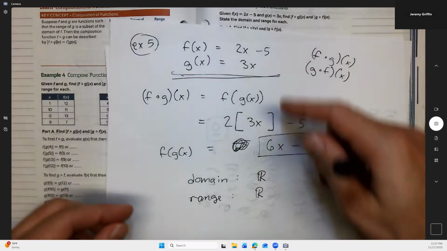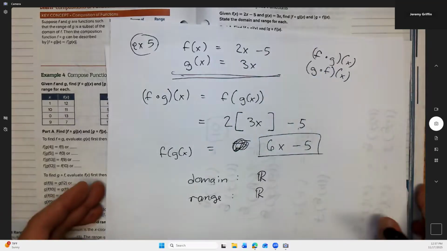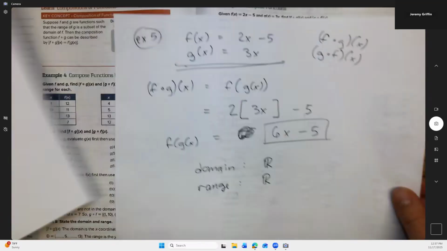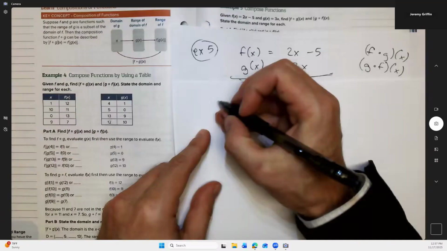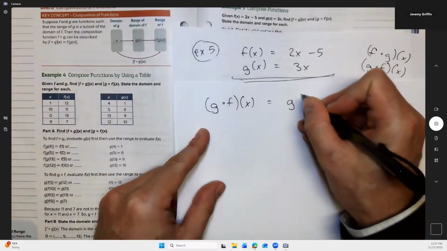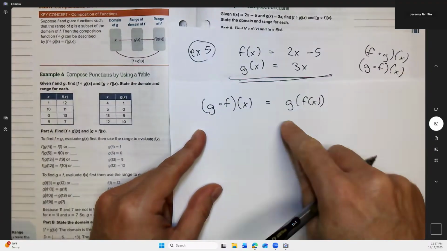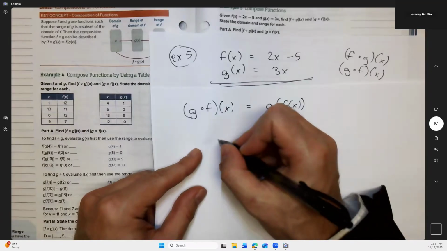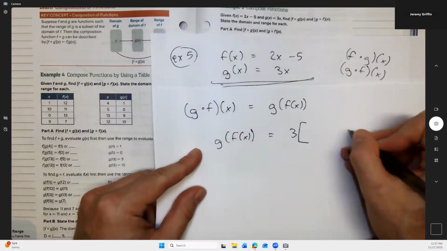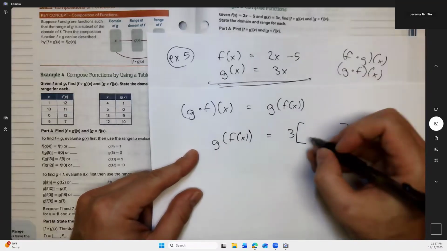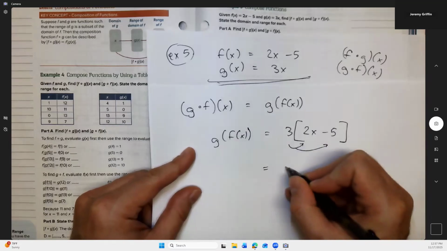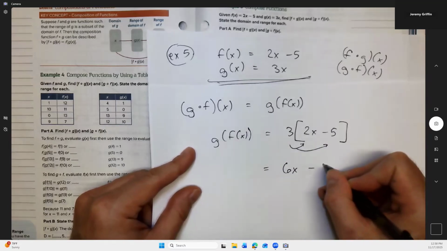Now that might change if you have some kind of parabola or some crazy looking polynomial. That might be different. But if it's just linear functions like this, this will tend to be the case. Okay, how about the other way around? What is g of f of x? Well, g of something is 3 times that something. So that's going to be 3 times something. But what that something is no longer x. It's actually this entire expression 2x minus 5. Now I need to distribute this 3. So that gives me 6x minus 15.